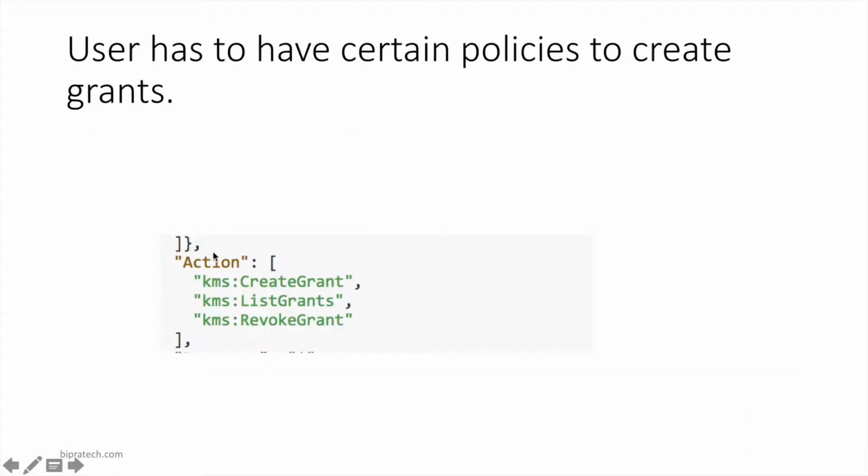Now the actions you see on the window, KMS create grant, list grants, and revoke grant, these are added to the key policy whenever you choose someone as a user. And you can check this through the key policy.